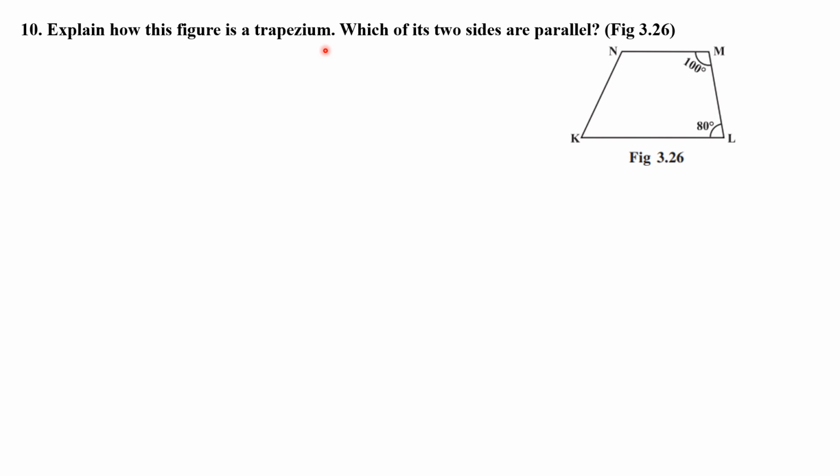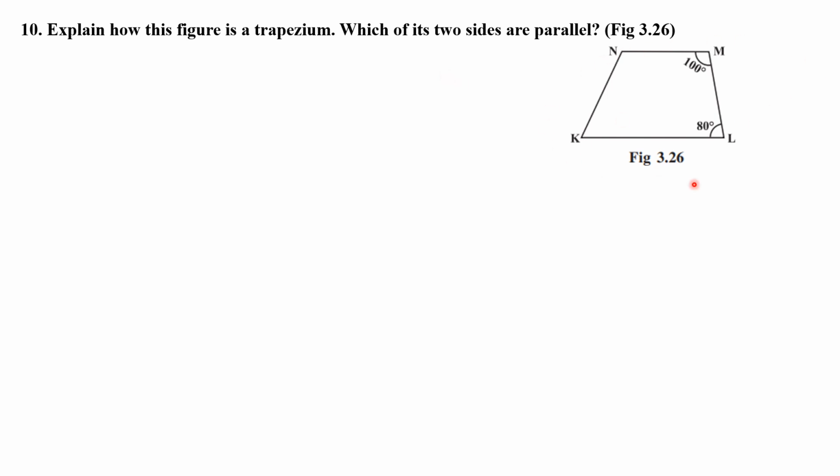So a trapezium means a quadrilateral in which one pair of opposite sides are parallel. Only one pair of opposite sides are parallel. And we know that if we have to prove two lines are parallel, there are three conditions. Either we can show alternate interior angles are equal, or corresponding angles are equal, or interior angles on the same side of the transversal are supplementary. If any one of these criteria is satisfied, then we can say that the lines are parallel.